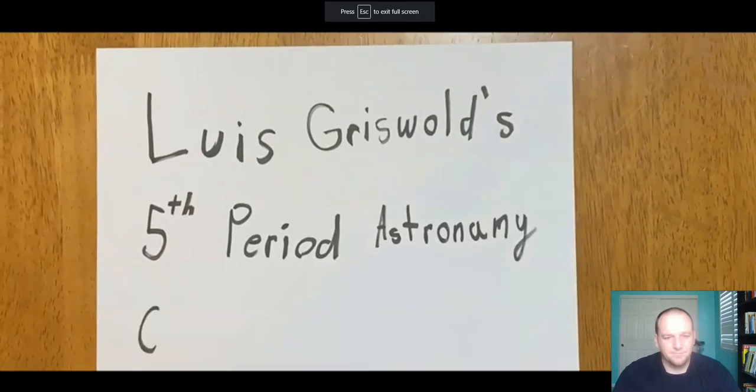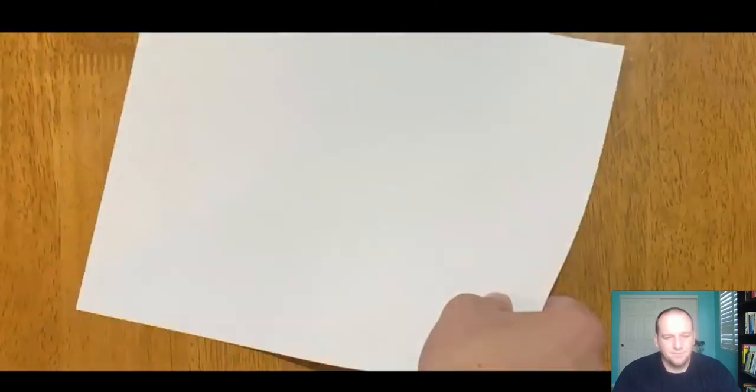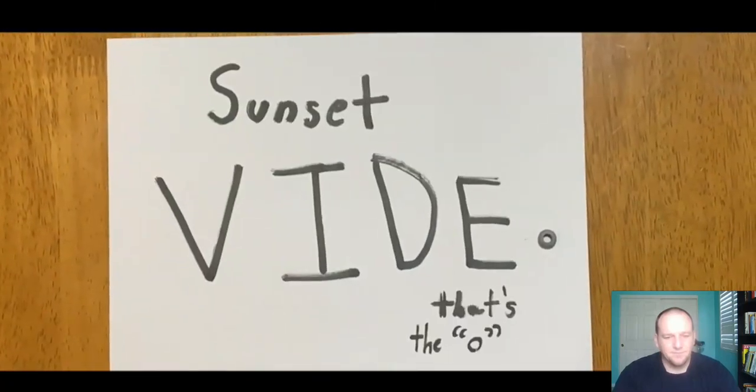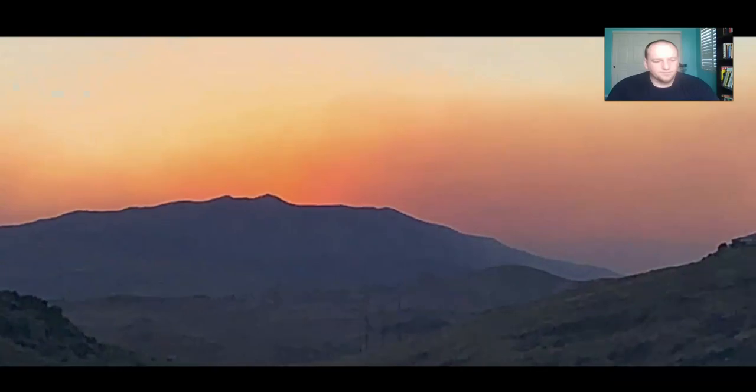My name is Luis Griswold, and this is my 5th period astronomy with an A-class sunset video. So here I went to the hill that's right next to my house, and I was able to catch a few seconds worth of pictures before the sun disappeared behind the clouds.